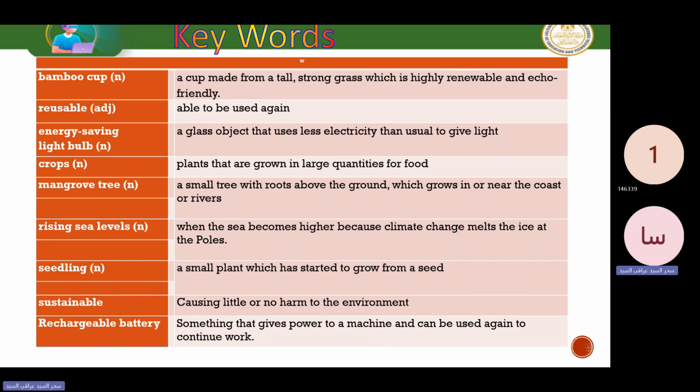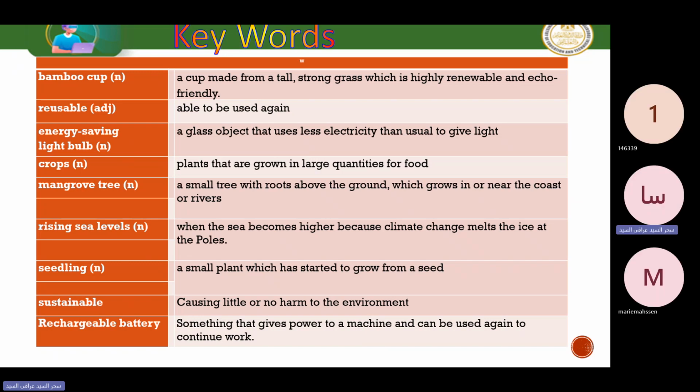Seedling. What do you mean by that? It's a small plant which has started to grow from a seed. Sustainable means causing little or no harm to the environment. It's friendly to the environment. And at last, rechargeable battery. What do you mean by rechargeable? Something that gives power to a machine and can be used again and again to continue work.